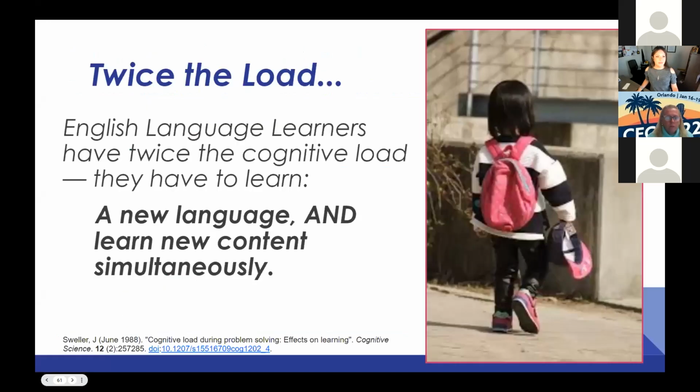Next slide. Because we know that English learners with disabilities have twice the load. They have twice the cognitive load, and they carry it with them in a little invisible backpack. They are learning a new language and learning new content simultaneously. So keeping that in mind is going to better allow us to have these discussions to meet the needs and improve outcomes for students who are dually identified. And with that, I'm going to hand it over to Debbie.